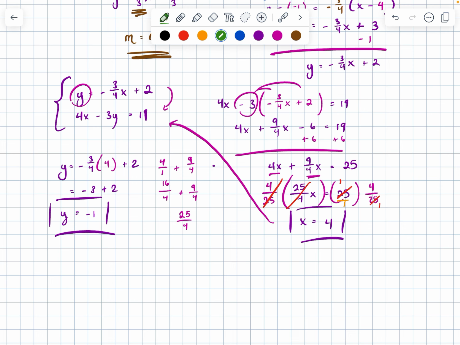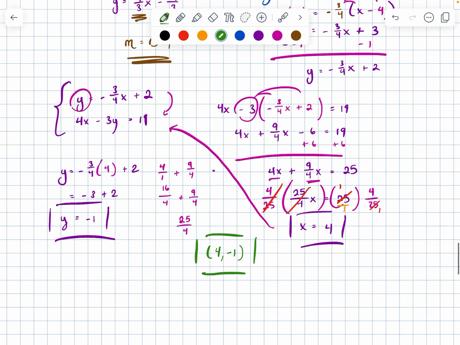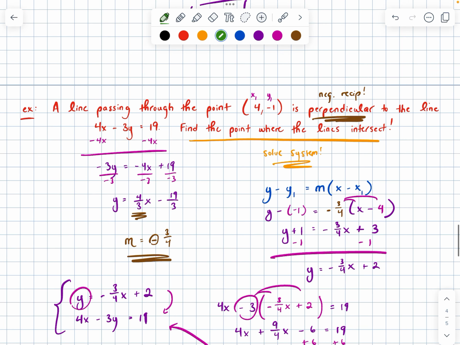So interestingly enough, we just did a whole bunch of work to show that the point (4, -1) is in fact our point of intersection. And if you look back up above, we found that (4, -1) was the point on our line.